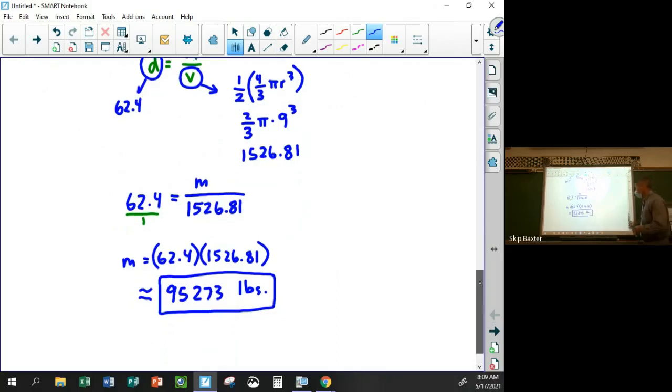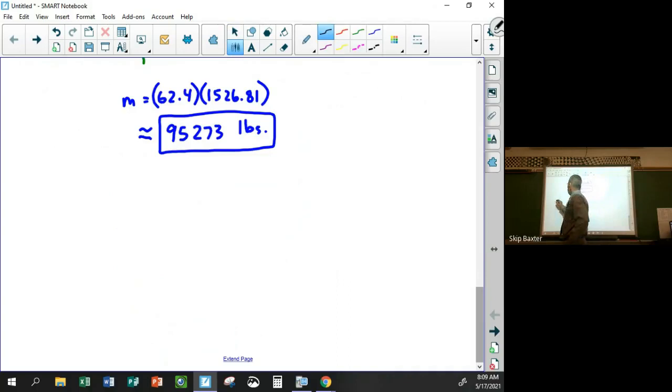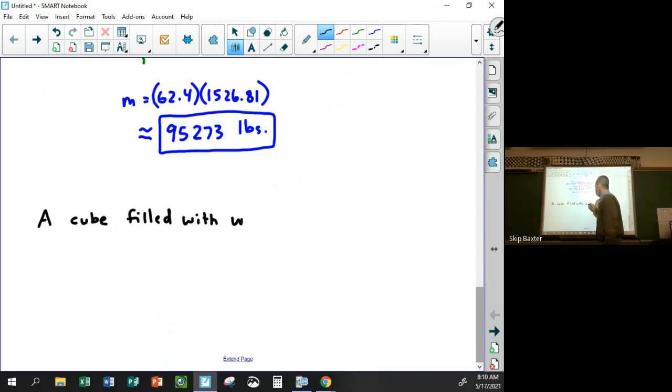Let's just do one more problem. What if they said a cube filled with water weighs 100 pounds. How big is the cube?